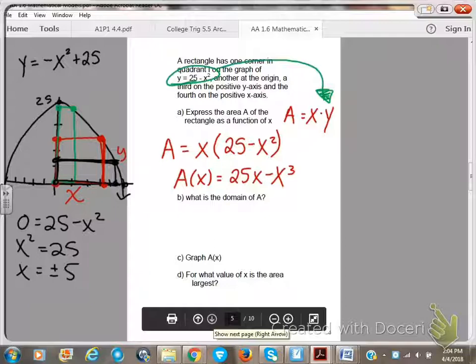Now at this point, Cody, is x the only variable in our equation? Yeah. Now you are done. So this is the answer? Yep. For part A, that's all it's asking us for. Can we rewrite it? Yes, you can.